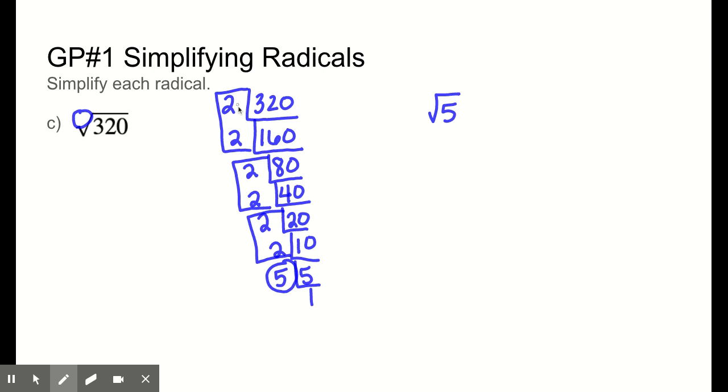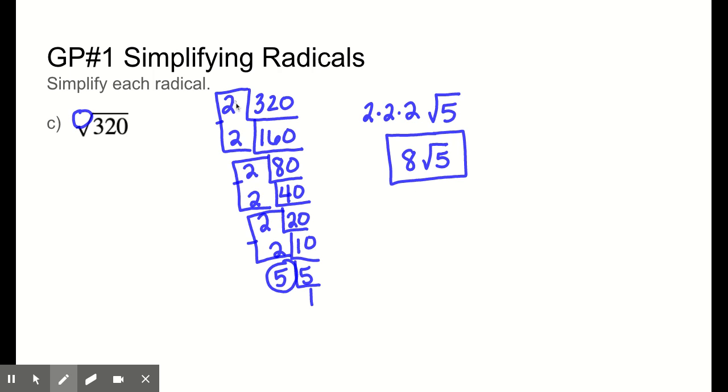And then if you want to multiply these out, you can do that, or what we would do is we would just use one of each of these, and that's the number that goes outside. So we would have 3 2s that we have to multiply together on the outside. 2 times 2 is 4, and 4 times 2 is 8. So this simplifies down to 8 radical 5. And that is what that would simplify down to.